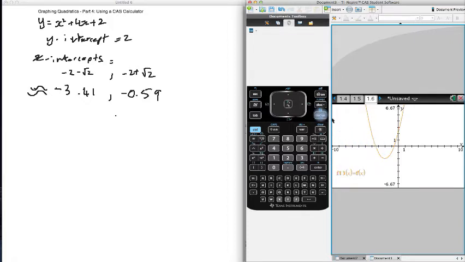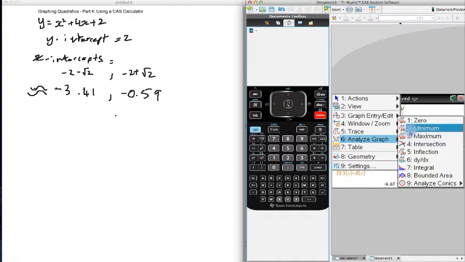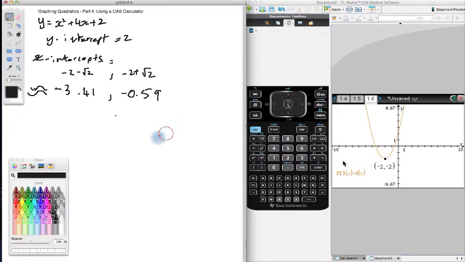So the one thing we haven't done yet is the turning point. So we'll analyze our graph, and it's a minimum point because you can see that it comes to a minimum. The lower bound, so something lower than the turning point over there, something higher over there. And there's our turning point, minus 2, minus 2. So let's record that down: turning point equals minus 2, minus 2. There we go.